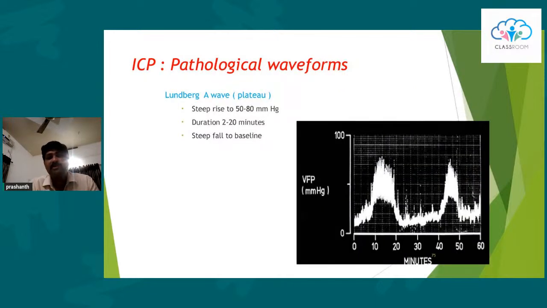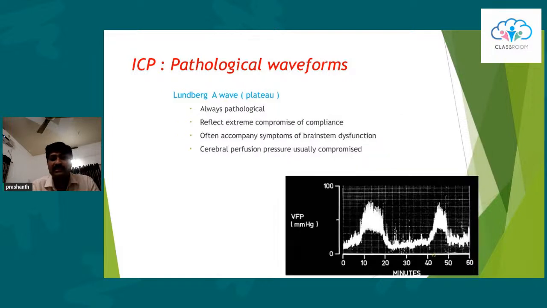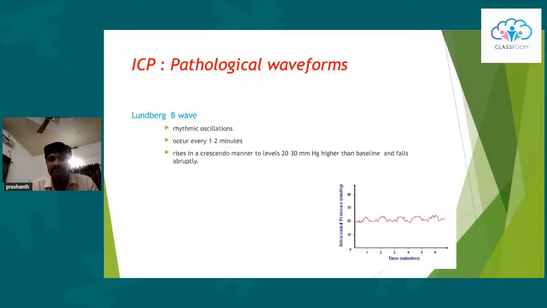Now, the Lundberg wave, the most significant of that is the A wave or the plateau wave, which indicates an imminent herniation or very severe rise in the ICP. These are very large waves of 50 to 80 millimeters of mercury in amplitude, lasting for about 2 to 20 minutes, and then suddenly they fall back to the baseline. They are always pathological and reflect extreme compromise in the compliance of the brain. If left untreated, they may lead to herniation and brainstem dysfunction.